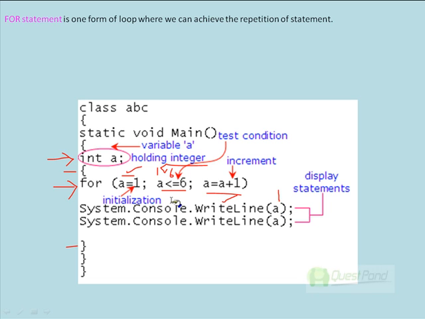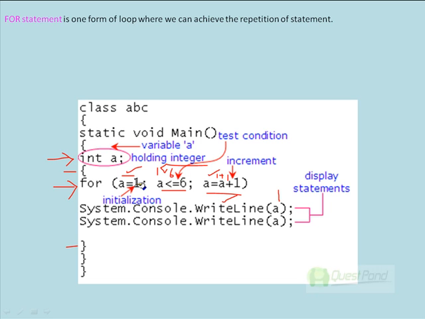Now again this loop is going to happen, and this time the value of a is incremented from 1 to 2 due to this increment. As previously a was holding the value 1, now adding plus 1, it has become 2. So now a is holding the value 2. So here a is initialized to 2.